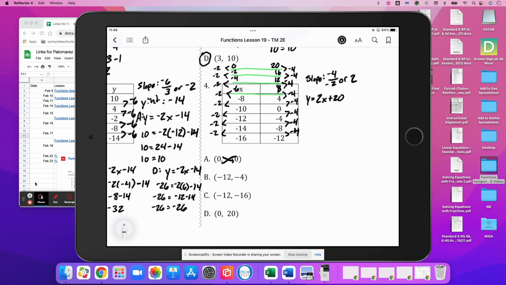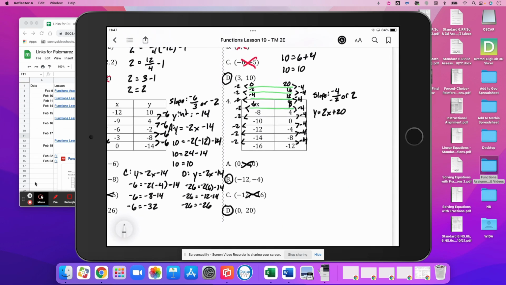I do have negative 12, negative 4 already in the table, so that one's going to work. Negative 12, negative 16. Negative 12 is already with negative 4, so it can't also be with negative 16. And 0, 20 is in my table. So we were able to test all of these using the table. We don't have to do any work with testing them on the equation over there. If you wanted to test them with the equation, you could. Nothing wrong with that. But we were crafty and able to just tell by looking at the table.